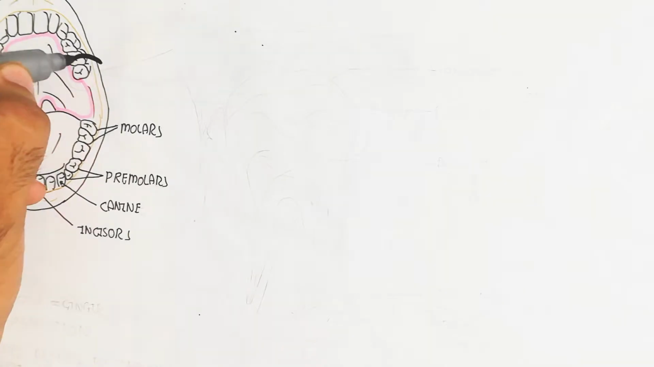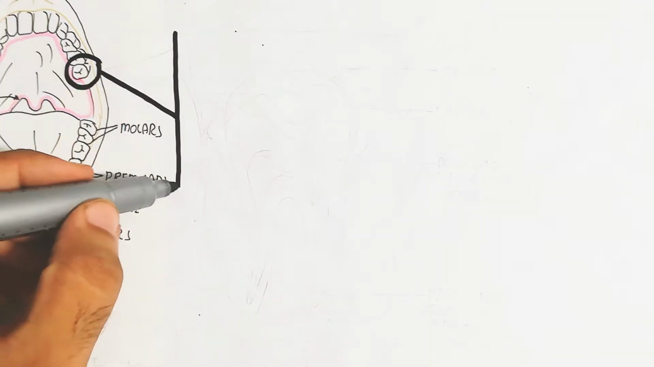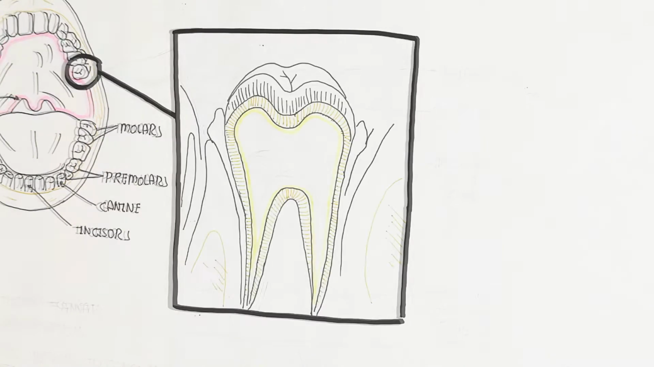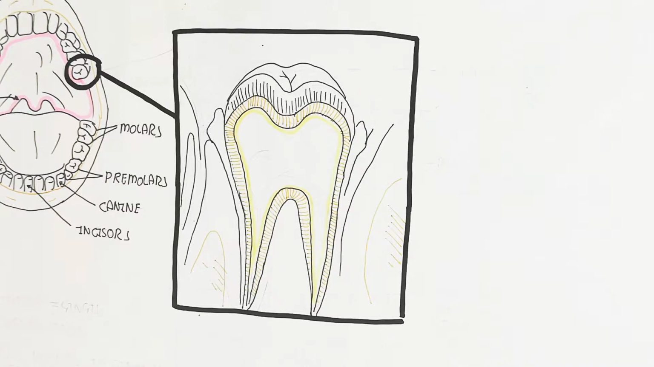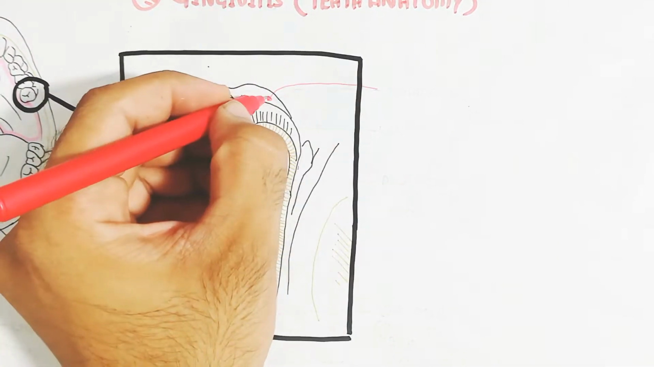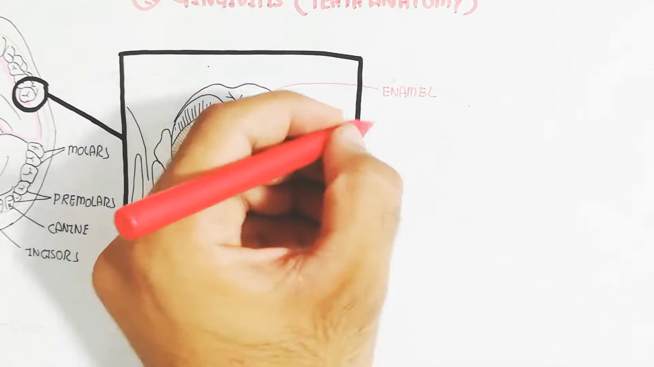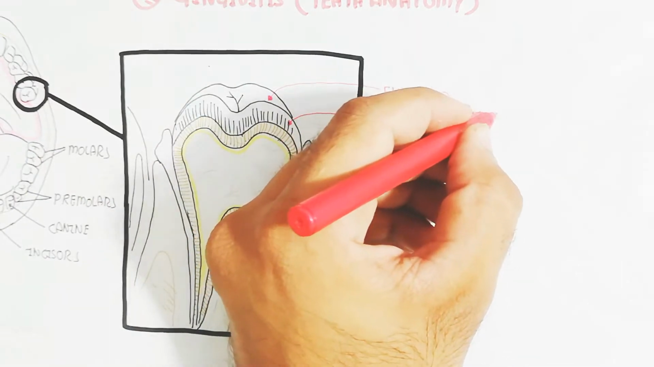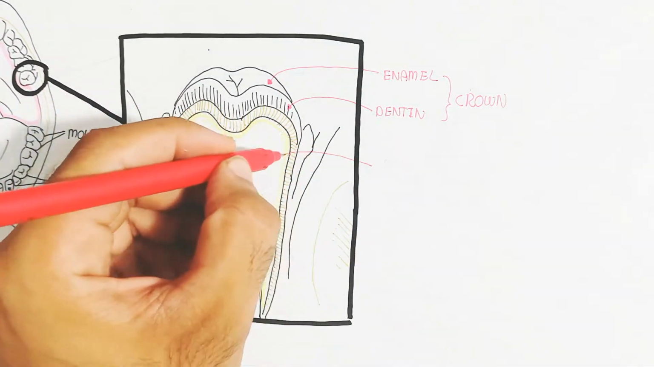So let's begin to understand the anatomy of the teeth with a cross section here. This is the tooth, which contains the pulp with nerves and blood vessels inside, while the outer protective layer is known as the enamel, and the dentine is below the enamel. Both combine together to form the crown.